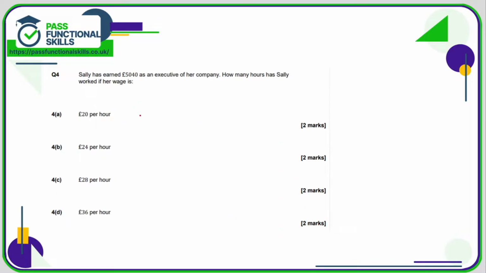Question number 4. Sally has earned £5,040 as an executive of the company. So if she earns £20 per hour, how many hours has she worked? So what we need to do is work out how many 20s go into 5,040. So 5,040 divided by 20, and that works out as 252 hours.